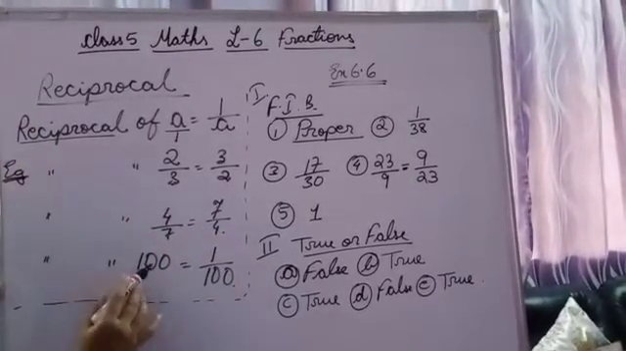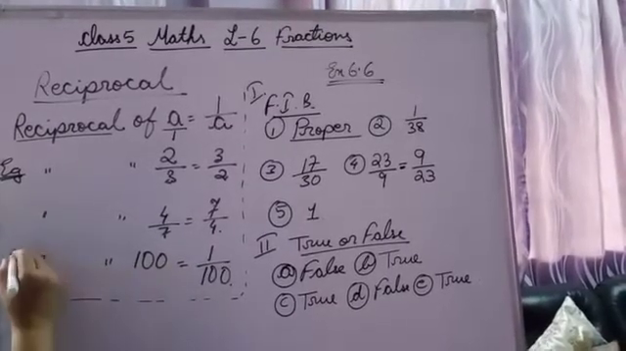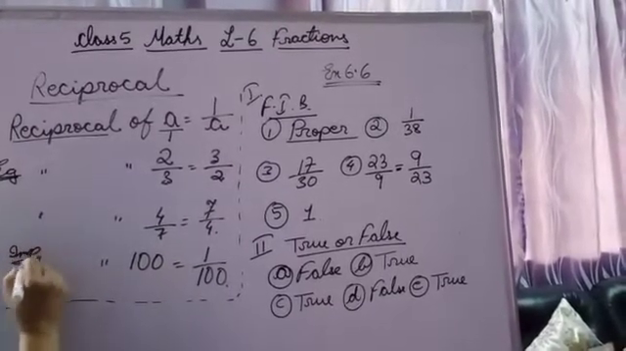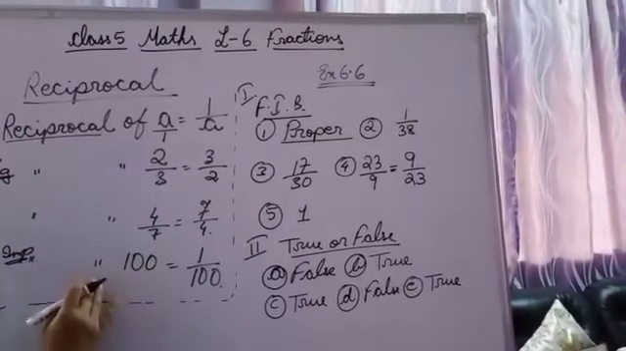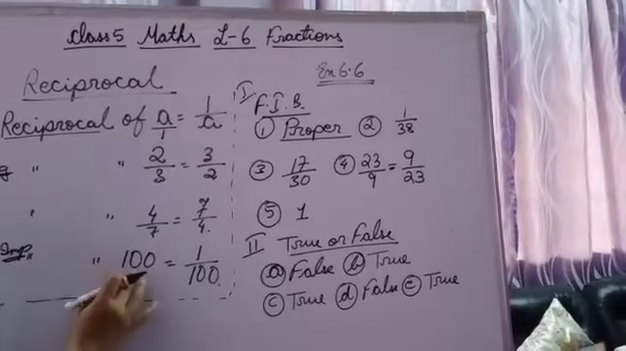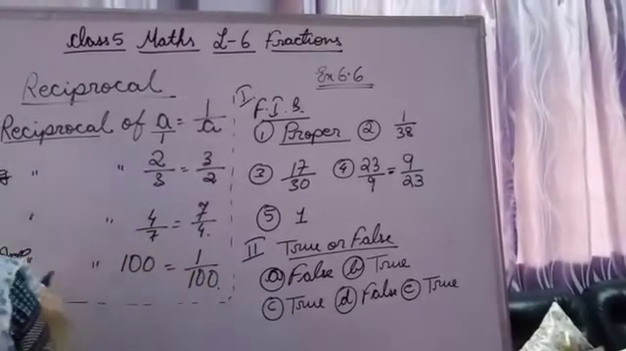Again, the reciprocal of 100 is equal to 1 by 100. Now this is a little bit important, children. So you can get it for 1 mark or somewhat like this as a fill in the blanks. So what will you write here? Reciprocal of 100 is equal to 1 by 100.